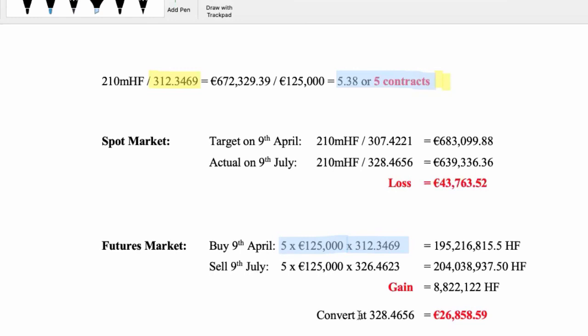If you buy something and you want to close it out, you have to sell it. If you sell it initially, you have to buy it back. So that's why we have initially buy and then we have sell. You also have to close out your 5. The contract sizes are standardized. They will always remain at 125,000 euro unless something drastically happens.